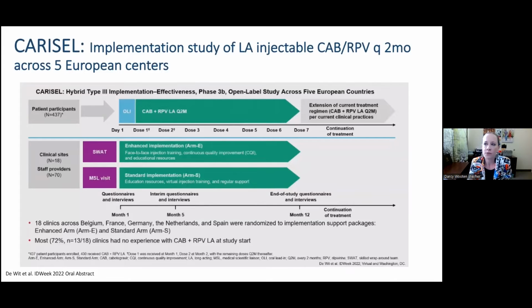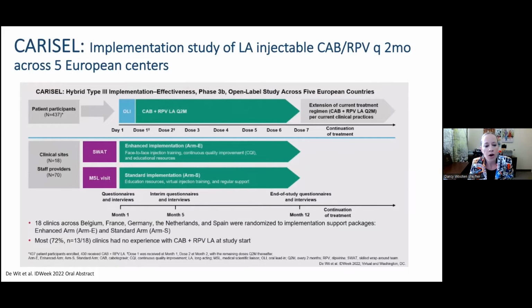There were 18 clinic sites involved, none of which had started using the injectable. The clinics were randomized to either an enhanced implementation or a standard implementation arm. The enhanced implementation arm had face-to-face training on how to appropriately administer the injections. They had a monthly continuous quality improvement meeting in which they could troubleshoot things, talk to one another, and talk to experts for things they had questions on. And they were also provided printed educational resources.